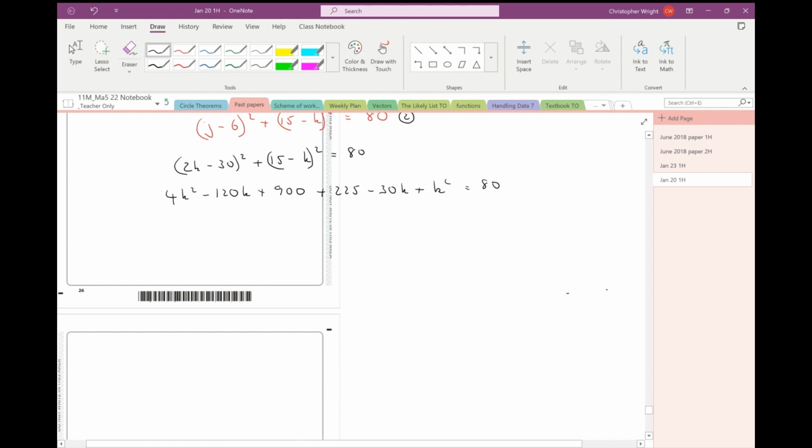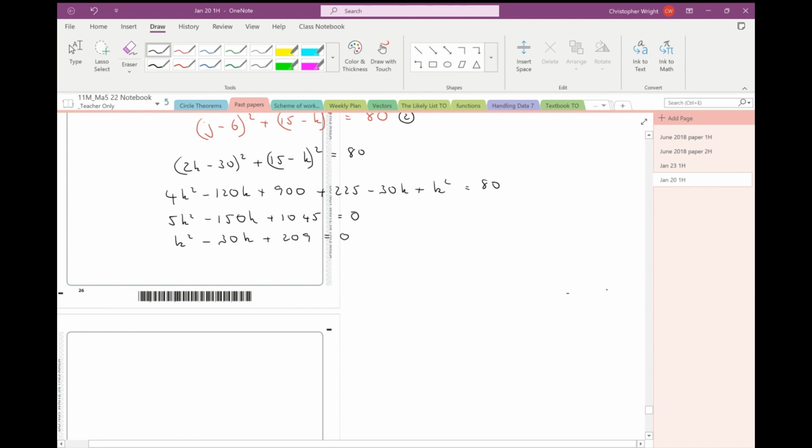I'm just going to get a quadratic equation here, I think. I'm going to have 5k squared minus 120k minus 30k, minus 150k. Right, 900 and 225, okay, and then take away 80. It's going to give me 1045 equals 0. Well, there you go. That's a quadratic equation ready to be solved. I can divide everything by 5. Gives me k squared minus 30k plus, 5 into that, 209 equals 0.